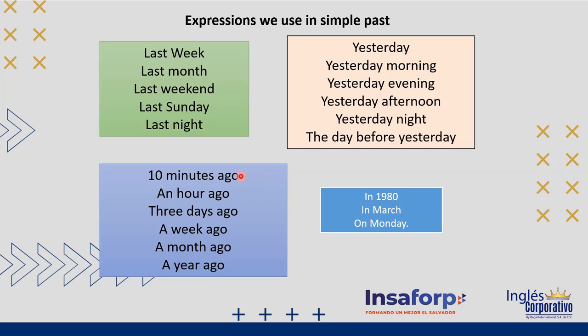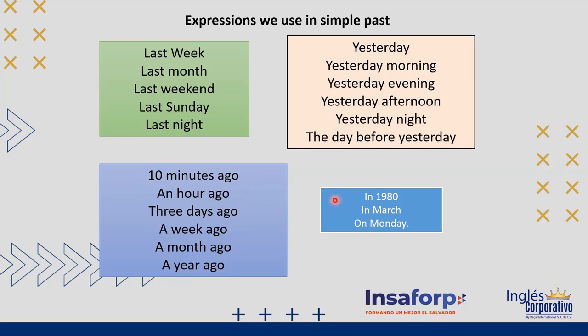Also, you can use the next expression to talk in past: 10 minutes ago, an hour ago, 3 days ago, a week ago, a month ago, a year ago. So let's see, when did you have dinner? ¿A qué hora cenó? And you say, I had dinner an hour ago. Cené hace una hora. I had dinner 10 minutes ago, hace 10 minutos.